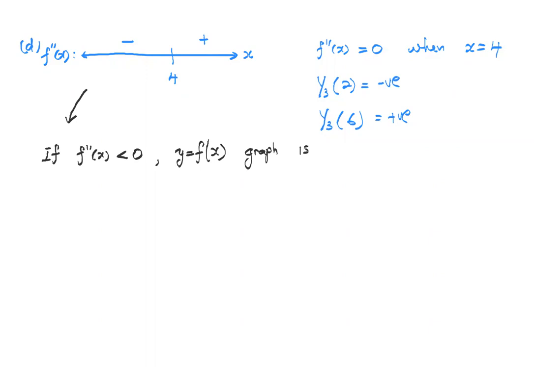is concave downward. Concave down means the shape is like that. When you say concave down, you got 2 parts. It can be this part, then here will be stationary, then it goes down. So the sign of y equal to f double prime x gives you the shape. We call this the shape of f x.